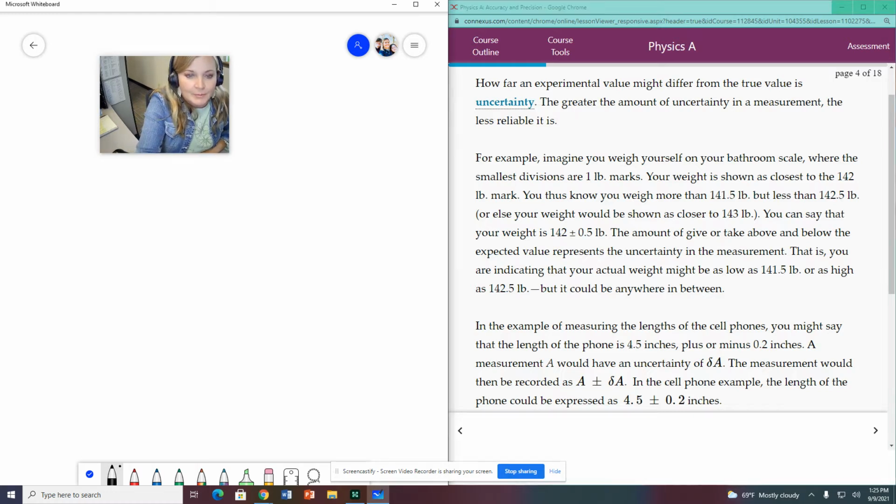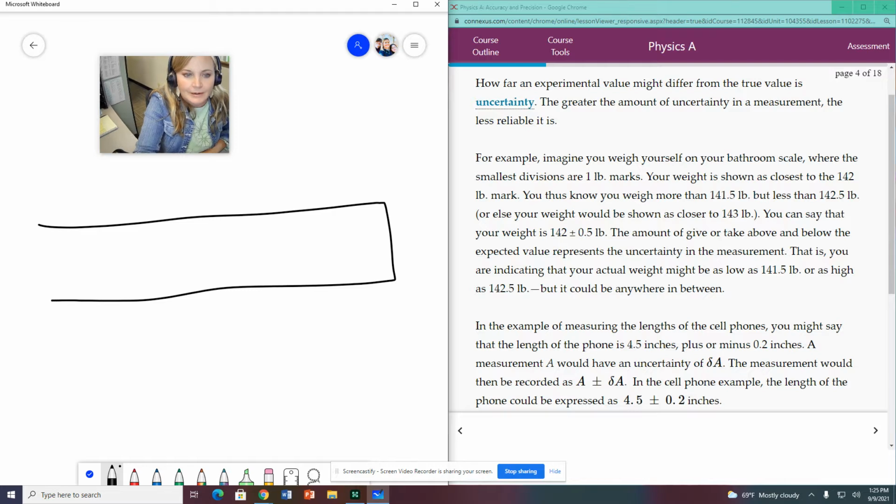So, for example, if I have a ruler, a metric ruler, right, here's 0. Here's my 1 centimeter mark. And you have 10 millimeters in between. So 0, 1, 2, 3, 4, 5, 6, 7, 8, 9, and 10 is at that 1.